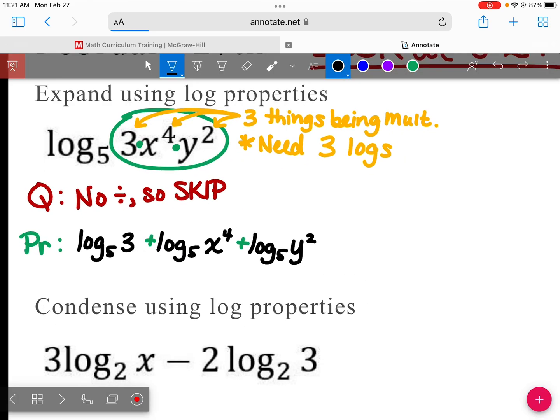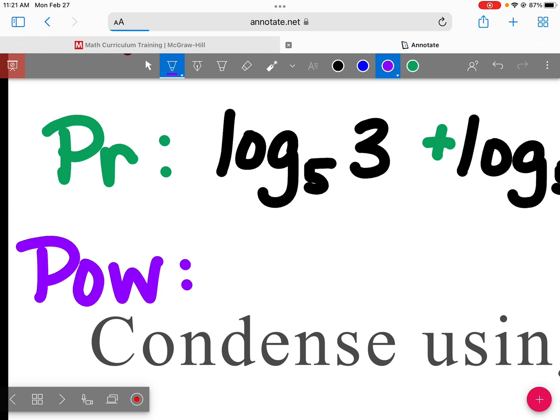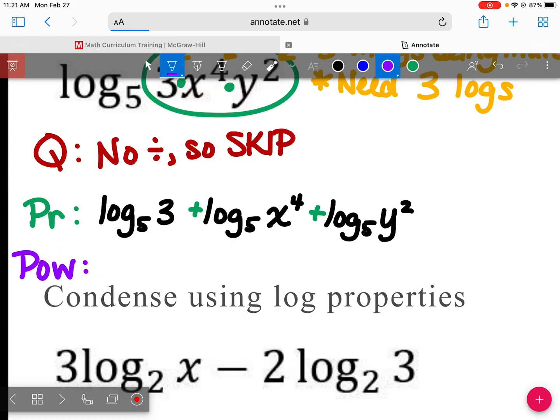All right, we didn't have to do the quotient property. We did our product property. What would come last? Powers. Do I need the powers property here? Yes. How many times do I need to use the powers property? 2 times. What am I looking for to know whether or not I need the powers property? Exponents. So little numbers on my arguments, like this one and this one. This goes to the front of this log. This one comes to the front of this log.